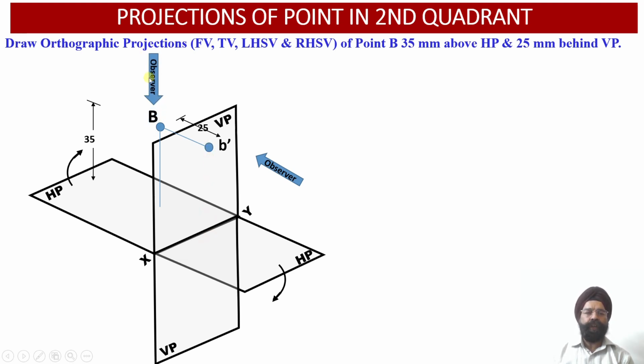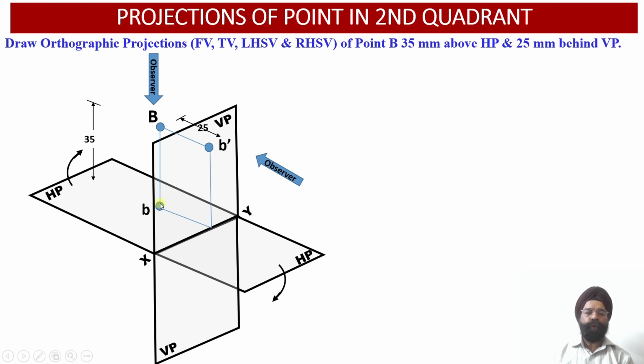Similarly, when the observer looks at this point B from the top view orientation, this point B will be projected appropriately onto the horizontal plane at a point B which is located at a distance of 25 millimeter from the vertical plane. But both of these orthographic projections lie in mutually perpendicular planes, whereas we are required to draw the front view and the top view projections onto a simple plain piece of paper over here.